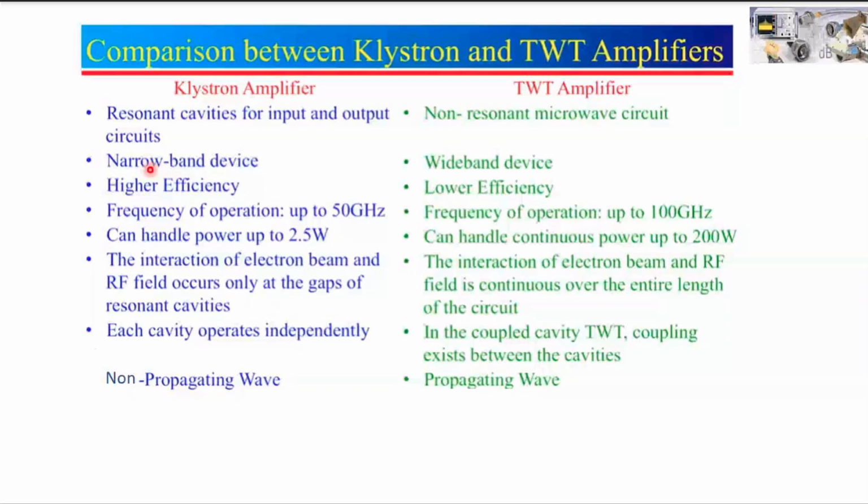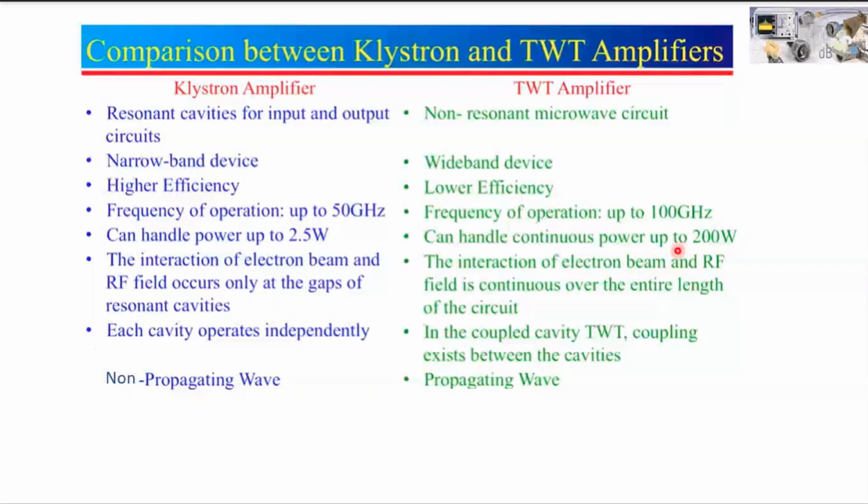Basically klystron is a narrow band device, as compared to TWT, which is a wideband device. It is used as a wideband amplifier, like repeaters and all. TWT has higher efficiency, while klystron has lower efficiency. Klystron frequency is up to 50 gigahertz. You can extend this for TWT as it is a wideband device; it can be used up to 100 gigahertz. Klystron can handle up to 2.5 watts, while TWT can handle up to 200 watts of power.